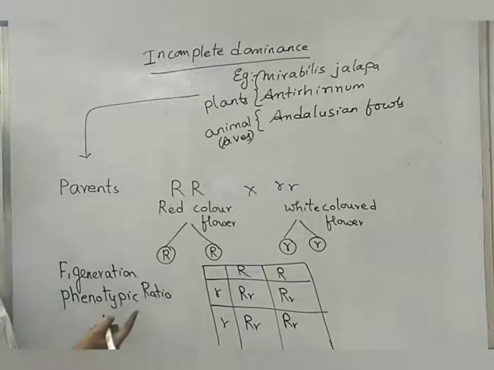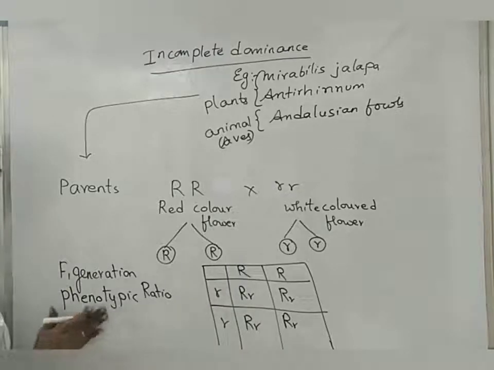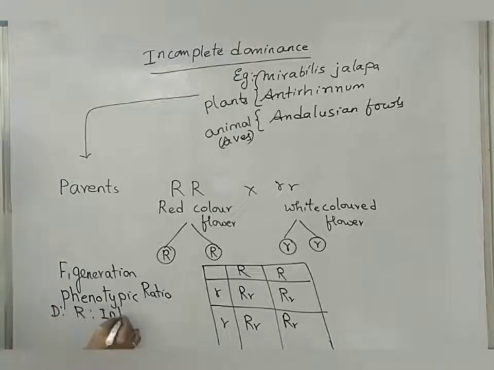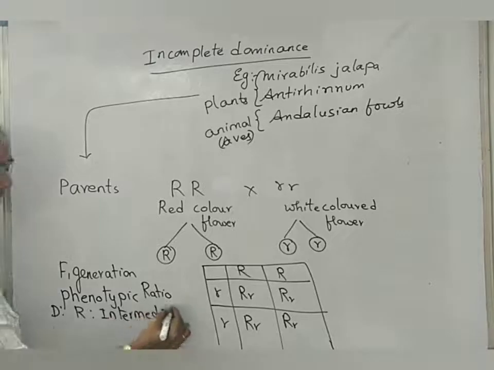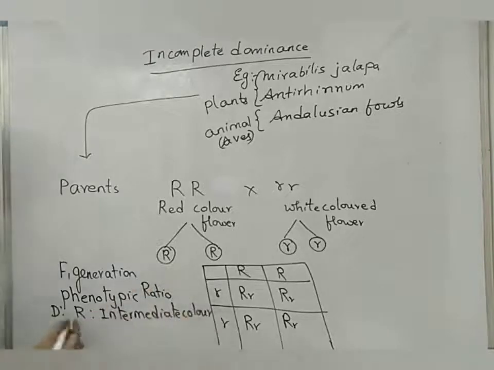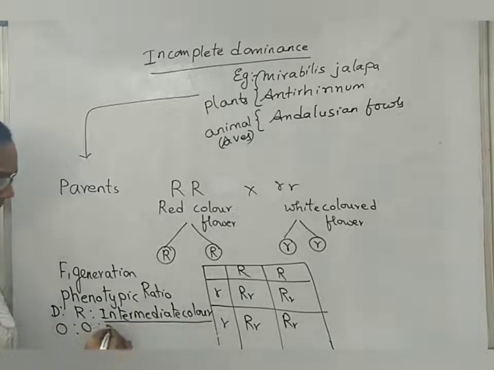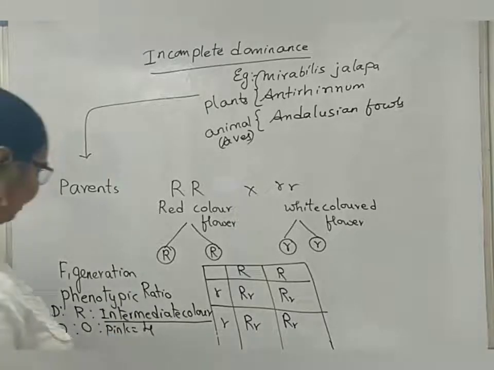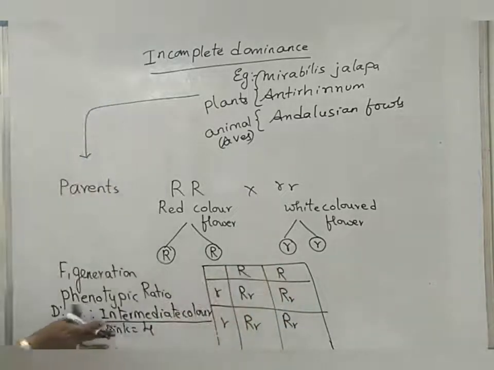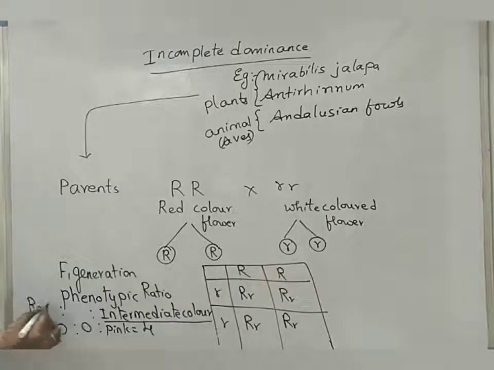Here, under phenotypic ratio, capital R and small r mean the dominant one and the recessive one. Combined, they give out a third, intermediate color. So, dominant is to recessive is to intermediate color. If you see here, dominant is 0, recessive is 0, but intermediate pink color is 4 in number. Next, here we can write, instead of dominant or recessive, red color, white color also.